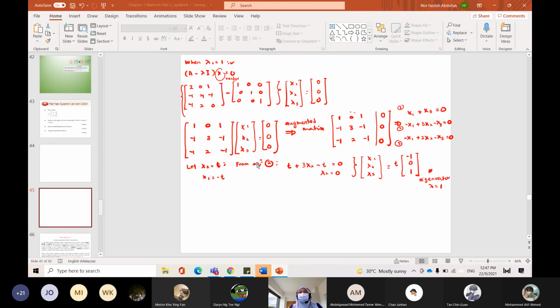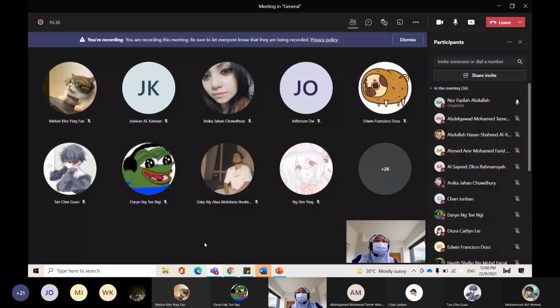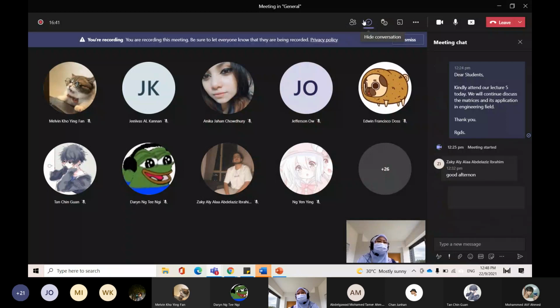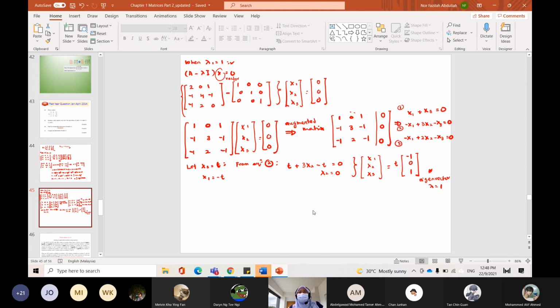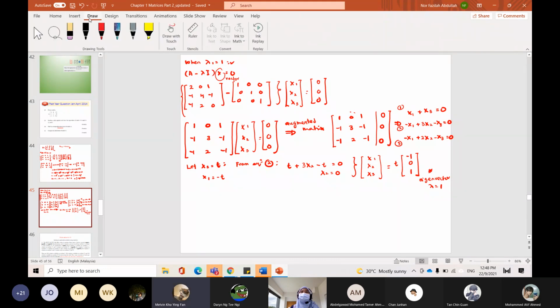For those that are doing this, if you have done it, did you get the same answer or not? Same answer as me for lambda equal to 1? My answer is 1, 0, and negative 1. Correct, also correct. It means that you let x1 equal to t. Correct or not? Yes.